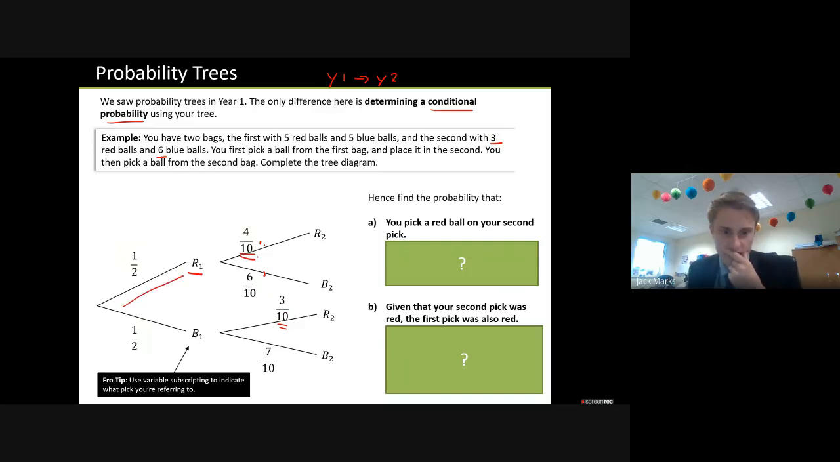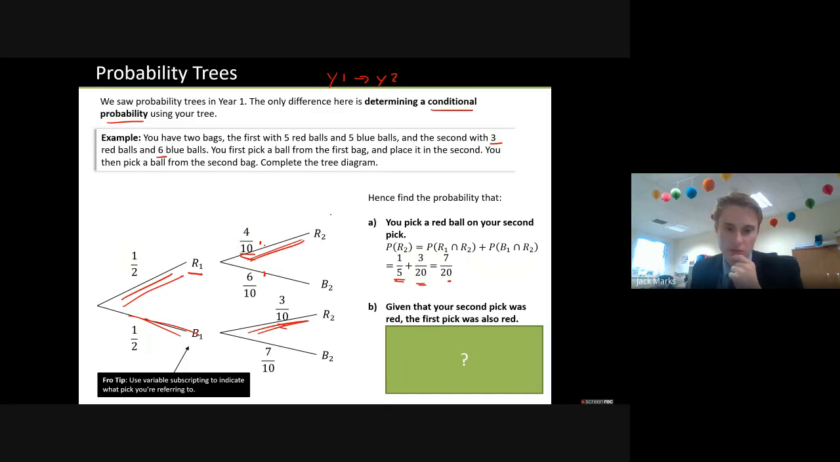So we're using these strands here. So what are we actually doing? Well, the probability is going to be red and red. So red and red is going this way, which is going to be a half times 4/10. So a half times 4/10 is 4 over 20, which is 1/5. Okay. The other way that you could achieve this is you could do blue and then red. So a half times 3/10, 3 over 20.